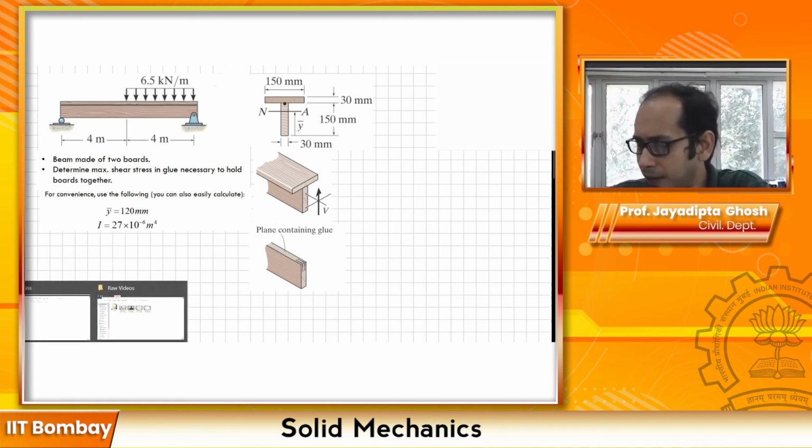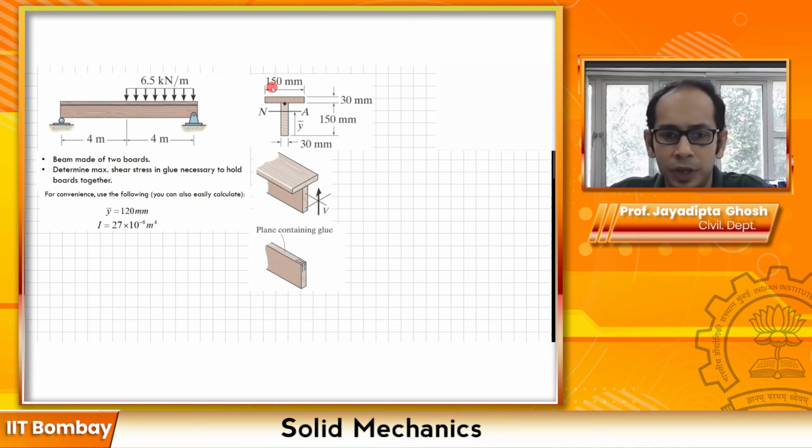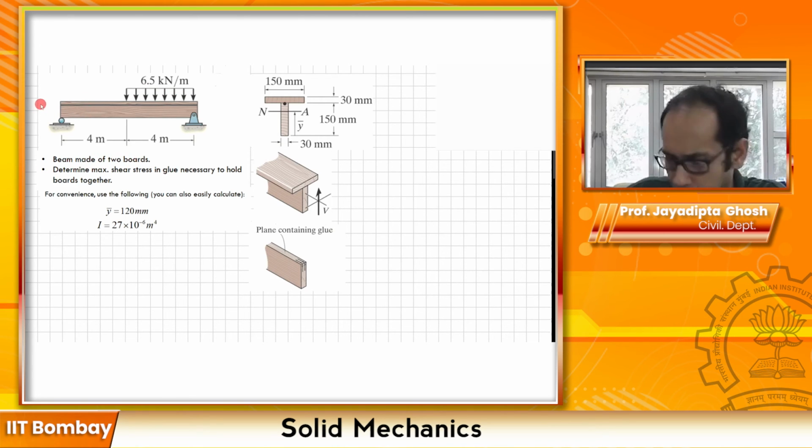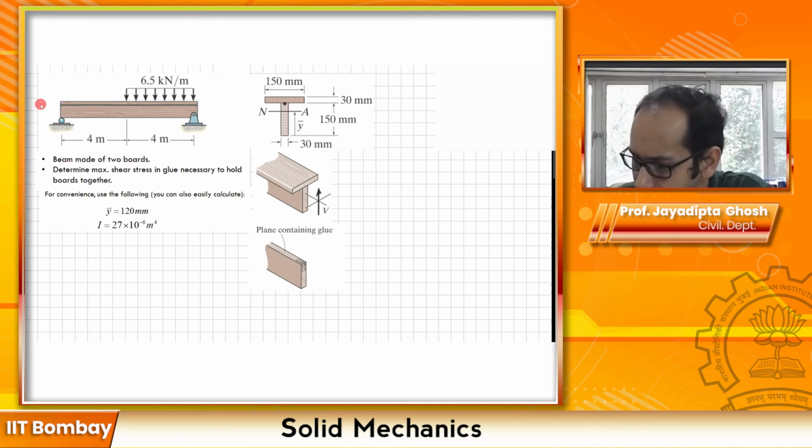So what you have, if you take a look at this problem, is a beam, and it has many things, so let's just go step by step. You are given a simply supported beam, a pin support and a roller on the other end, with a 6.5 kilonewton per meter UDL. It says that the beam is made of two boards. So you have a board 1 on the top and board 2 at the bottom. Let's quickly mark that. So this is B1 and this is B2, board 1, board 2.